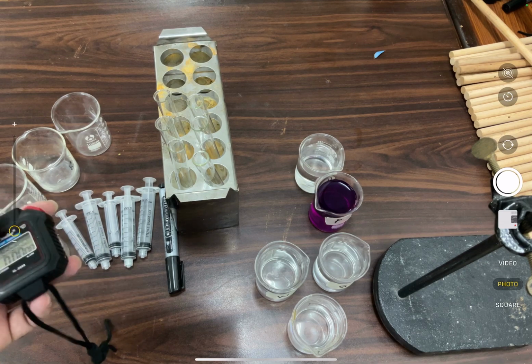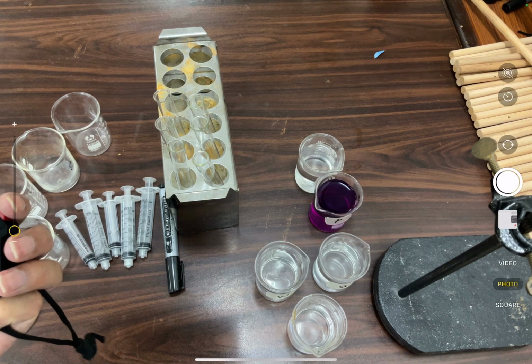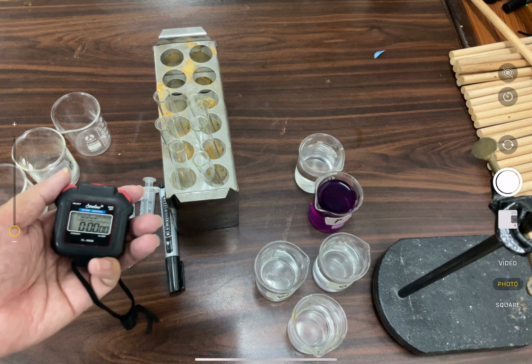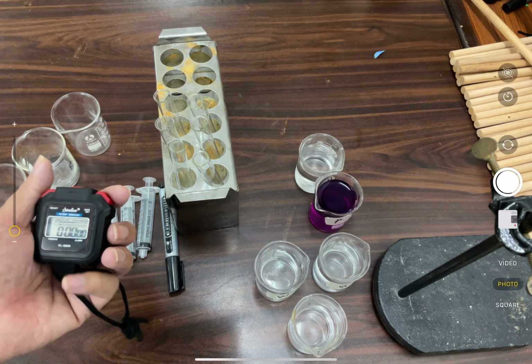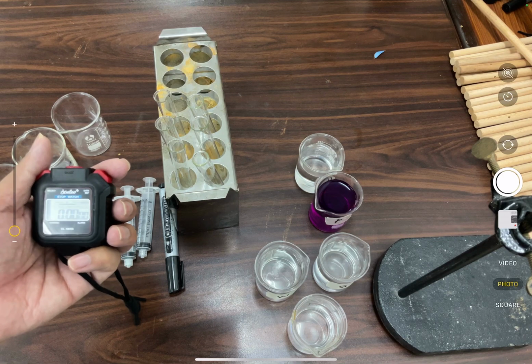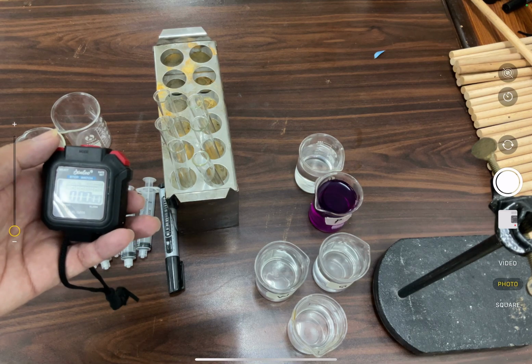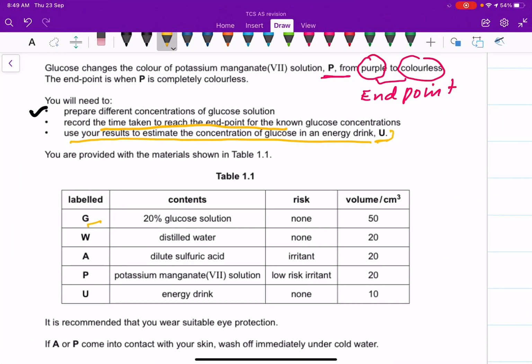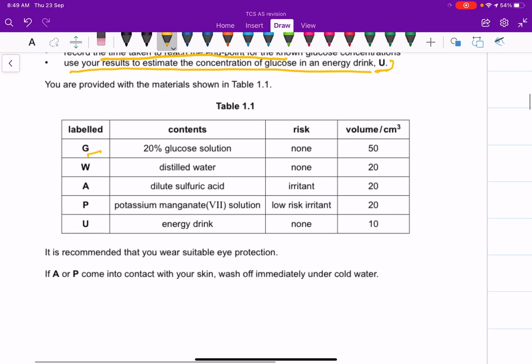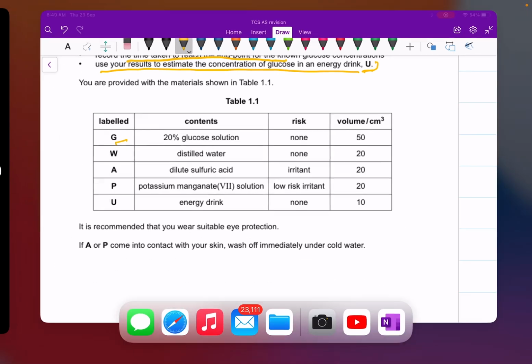Before you start your experiment, you should see whether you are familiar with this stopwatch. You can start it and you can stop it, and you can record the time taken from this stopwatch. It is recommended that you wear suitable eye protection. If A or P come into contact with your skin, wash off immediately under cold water. You should take measures to protect yourself first. Safety first.